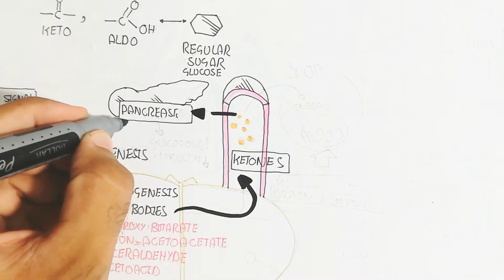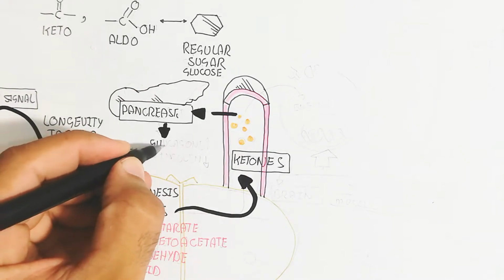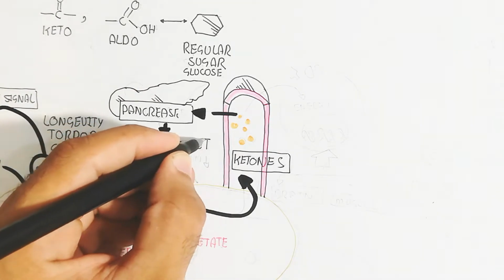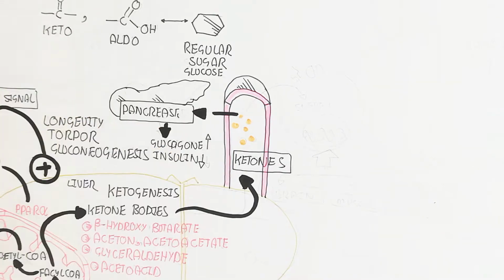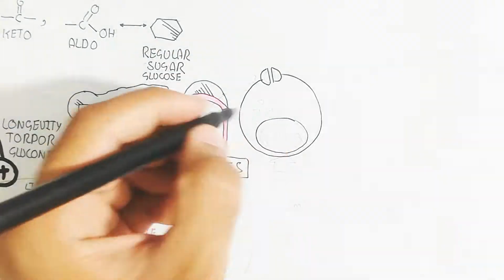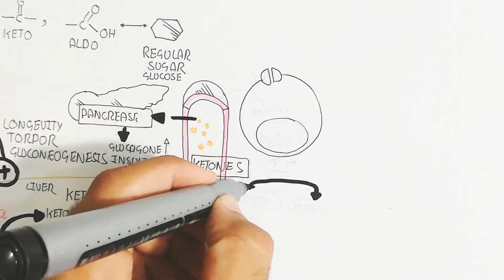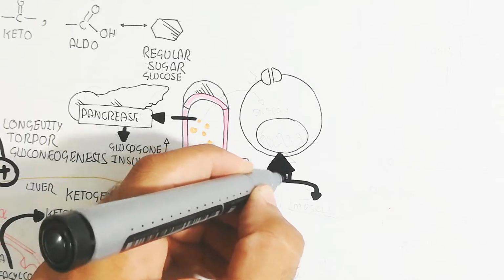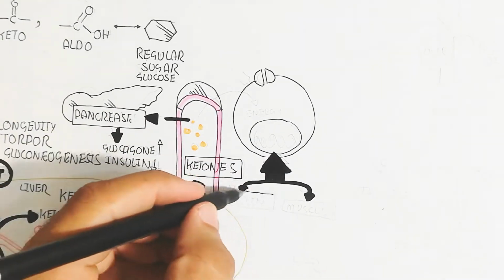So the pancreas will be triggered by the ketones to produce more. The glucagon will trigger the muscle and liver toward glycogenolysis, and insulin will decrease. So in this way, glycogenolysis occurs due to the fasting state or in a diabetic person.